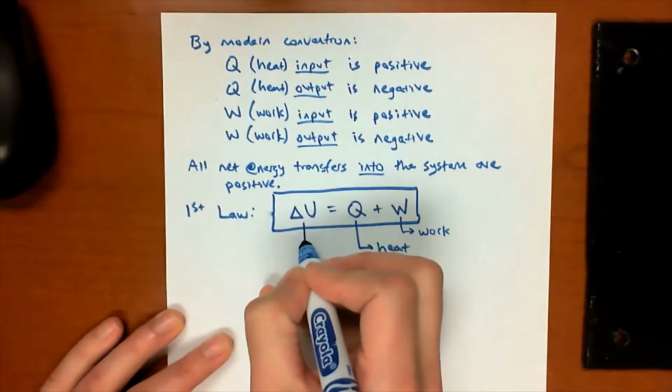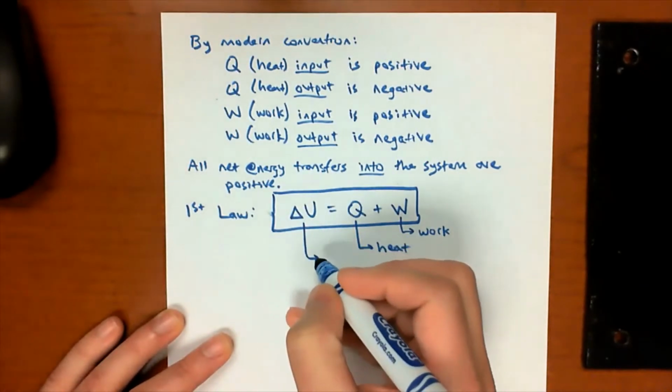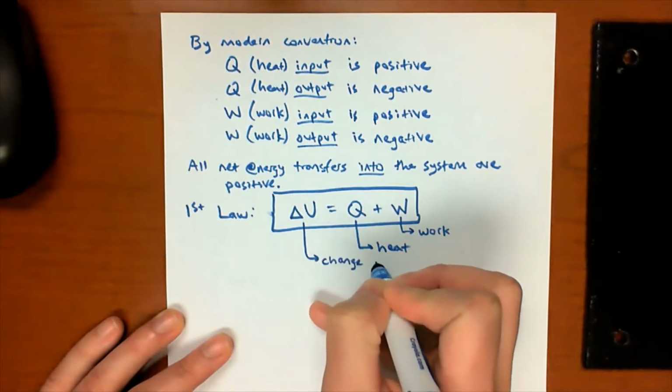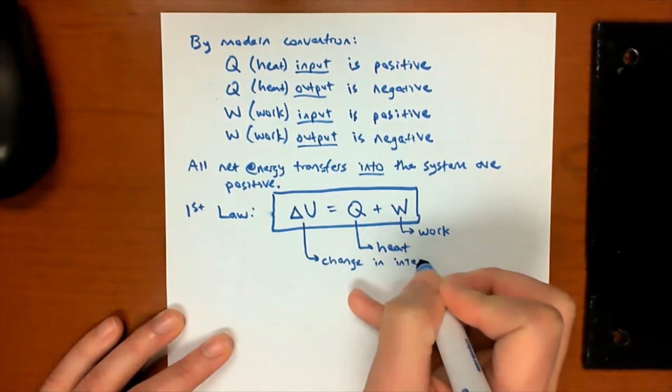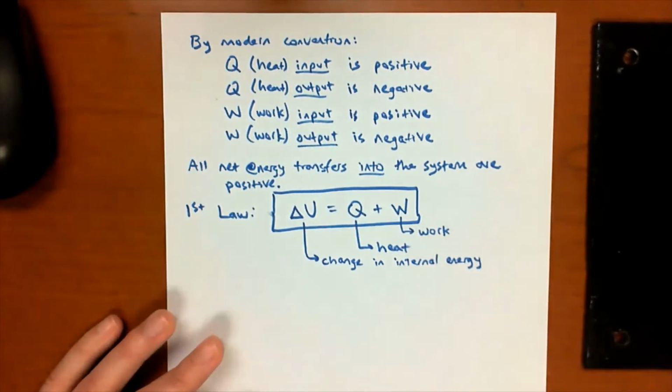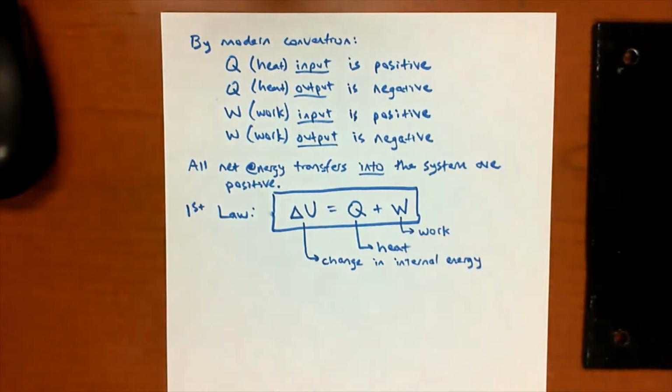And then delta U is the change in internal energy for the system. So think of, in the case of a steam system, think of the energy content of all of the H2O molecules in that system. Some of it's liquid, some of it's steam, but we're considering that to be an entire system, all of the H2O molecules in that steam cycle.